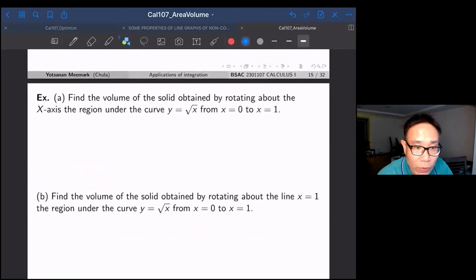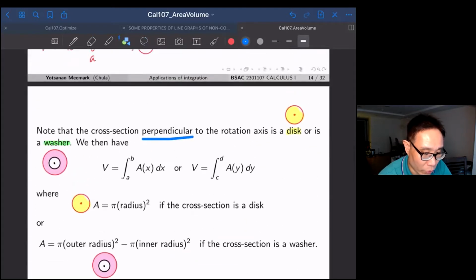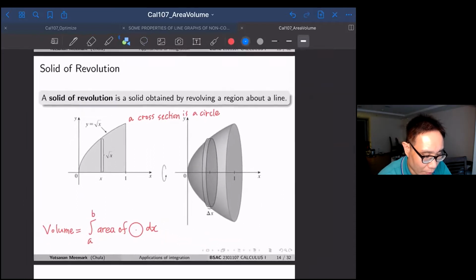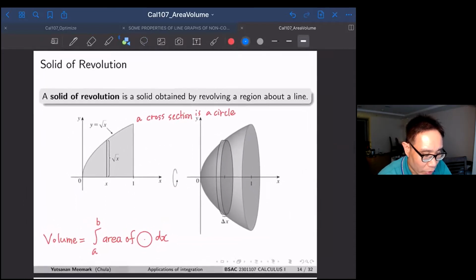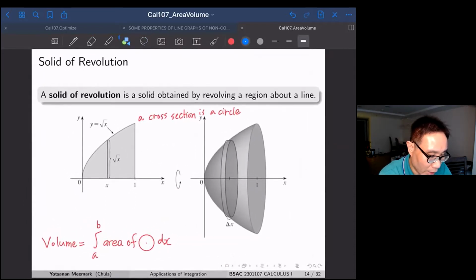Okay, so we'd like to find the volume of the solid obtained by rotating about the x-axis the region under the curve y equals root x from x equals 0 to x equals 1. Let me grab this picture for you. I'm gonna have to take a screenshot here.